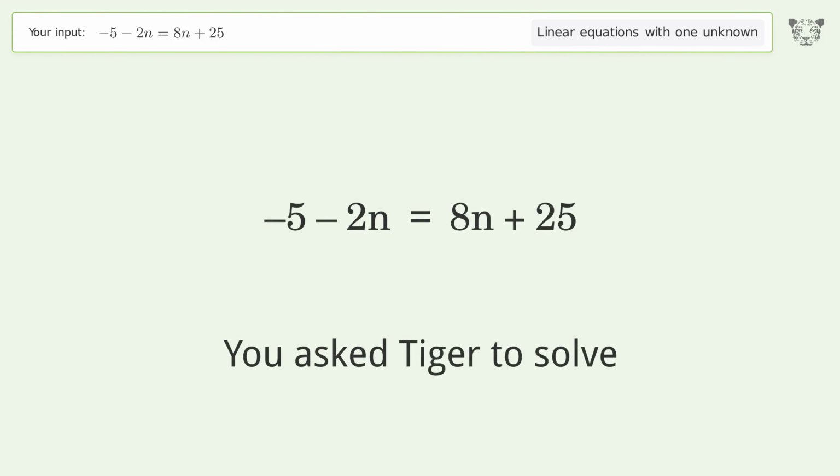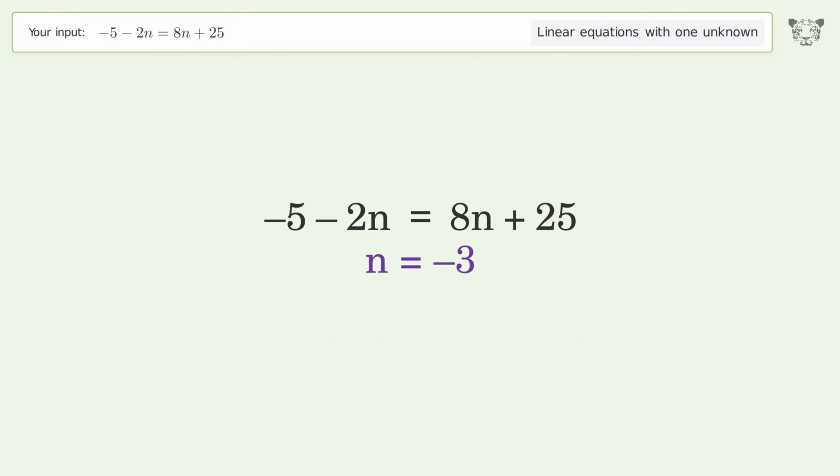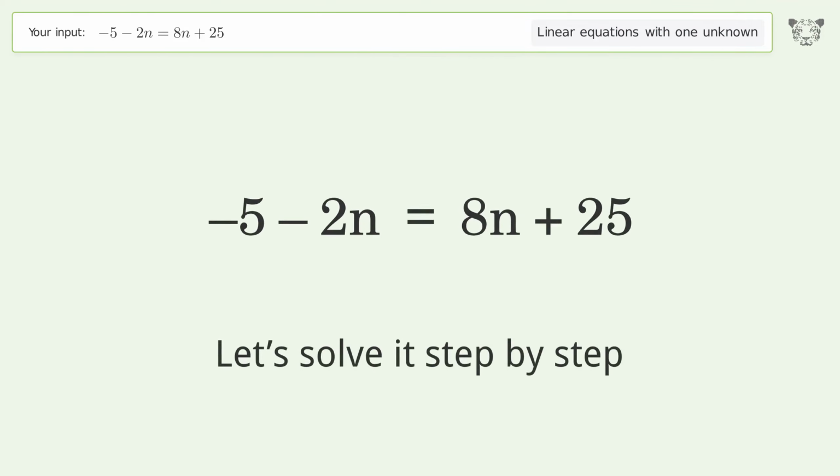You asked Tiger to solve this. This deals with linear equations with one unknown. The final result is n equals -3. Let's solve it step by step.